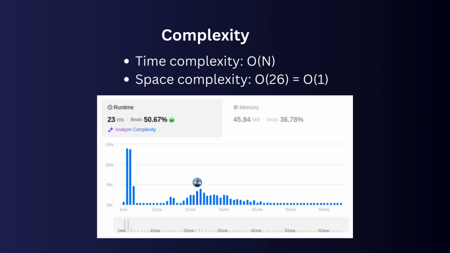Space complexity is O(26) or O(1). The space complexity is mainly determined by the frequency array and the priority queue. The frequency array has a constant size of 26, and the priority queue can have a maximum size of 26 when all distinct tasks are present. Therefore, the overall space complexity is O(1) or O(26), which is considered constant.